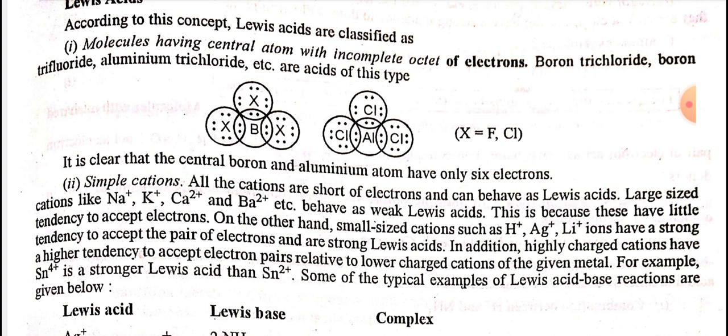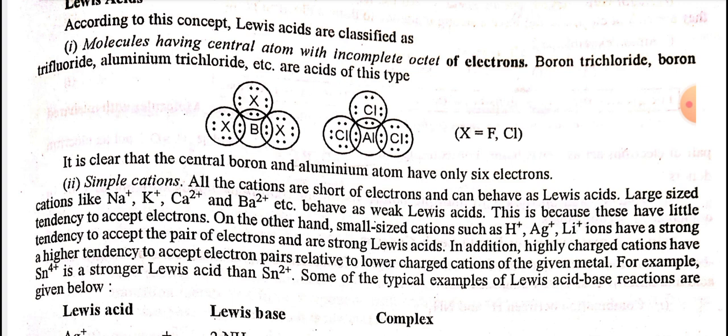In addition, highly charged cations have a higher tendency to accept electron pairs relative to lower charged cations of a given metal. For example, stannic is a stronger Lewis acid than stannous. Some of the typical examples of Lewis acid-base reactions are given below. Ag plus and ammonia giving Ag(NH3)2 plus. Copper 2 plus and 4 chloride ions giving CuCl4 2 negative.